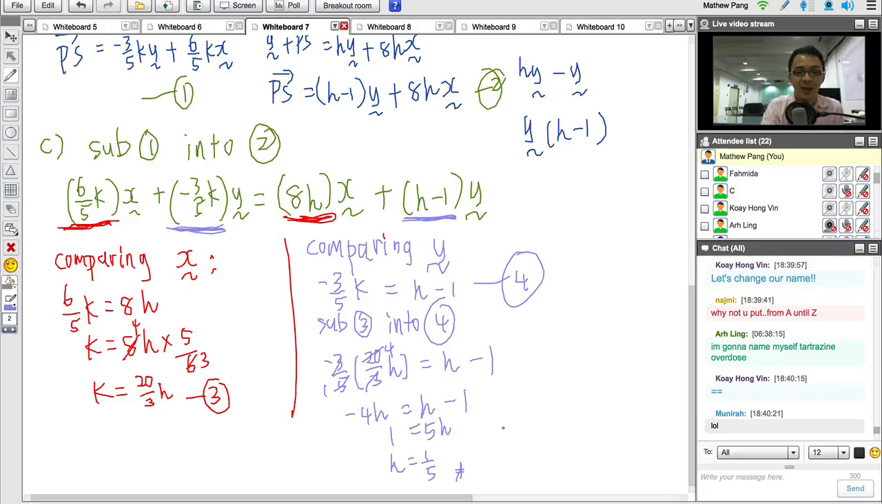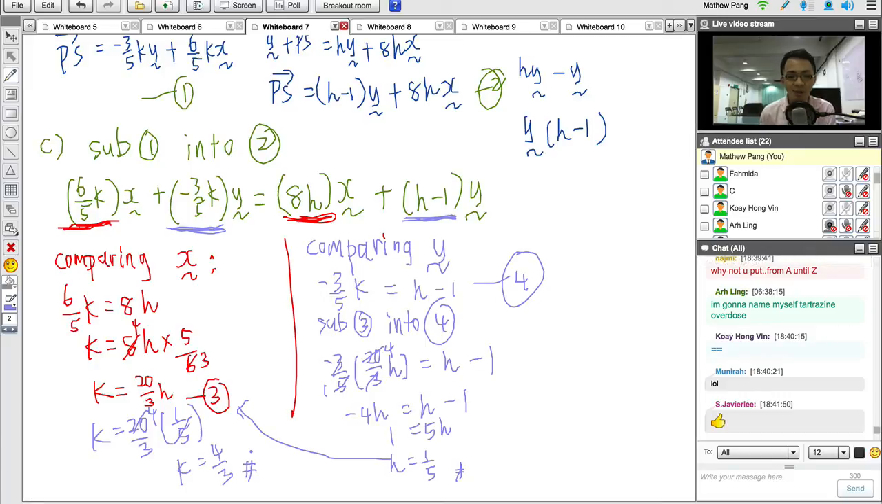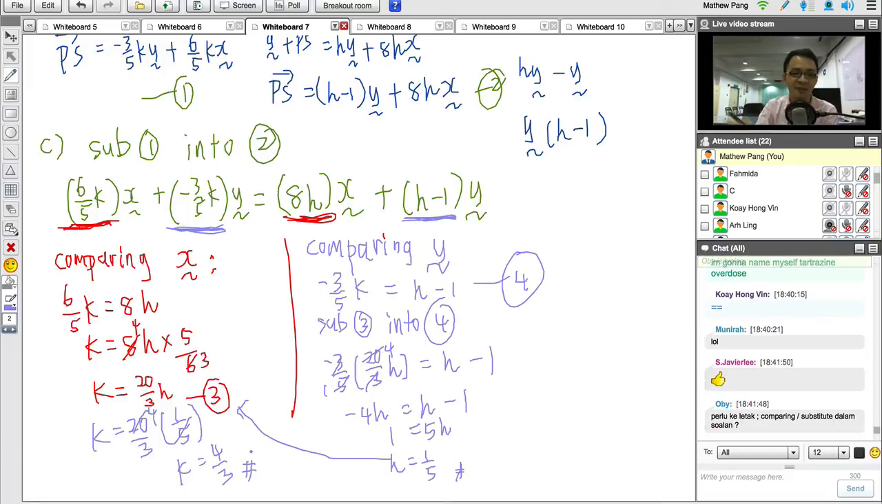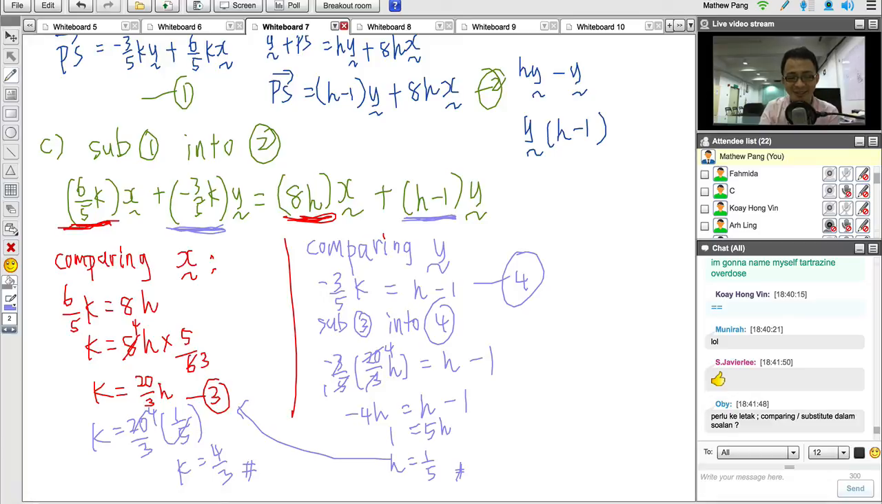Alright, then I substitute back into the k here. So my k will equal to 20 over 3 multiple 1 over 5. So I simplify, I get 4. So k equals to 4 over 3. Done. Alright, so see how I actually find the value for h and k just using the comparing methods. You will find your life is very simple now.